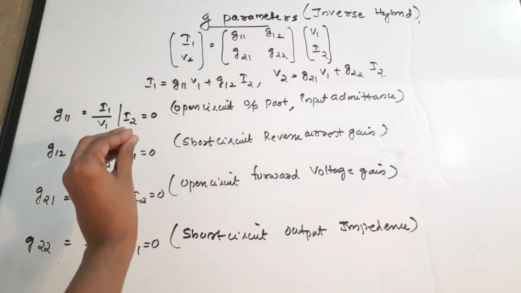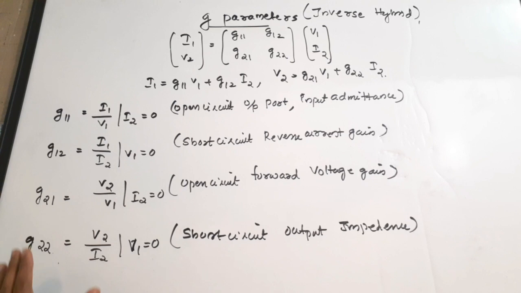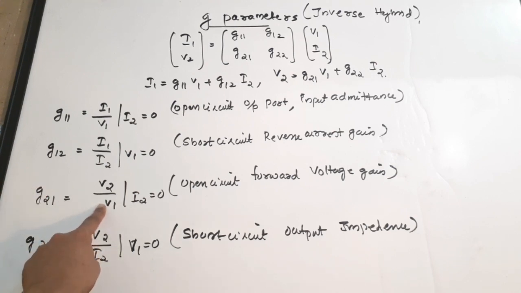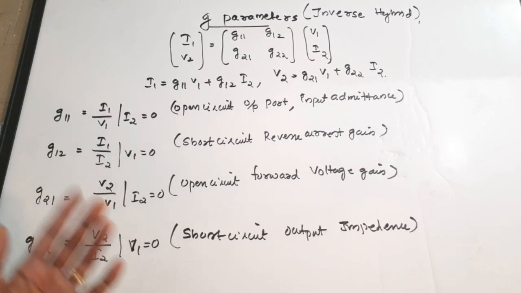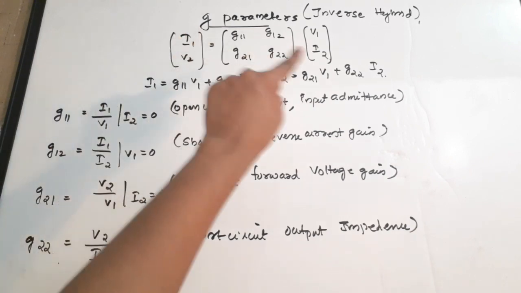From the matrix, you can have the equations. From the equations, you can write the values for G11, G12, G21, G22. Similarly, all parameters. And also, if you have a logic, you can write I1 by V1 as admittance, V1 by I1 as impedance, and if it is V2 by V1, it is forward voltage gain. If it is V1 by V2, it is a reverse voltage gain. Similarly for current gain also. You don't need to learn any of these equations by heart, only study the matrix form.